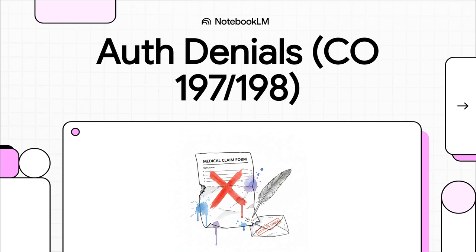Today, we are tackling one of the most common and frankly most frustrating hurdles in medical billing: authorization and pre-certification denials. Specifically, we're zeroing in on claim adjustment reason codes CO197 and CO198. If you're an AR associate looking to recover lost revenue and turn those denials into dollars, you are exactly in the right place. Okay, let's dive into this.